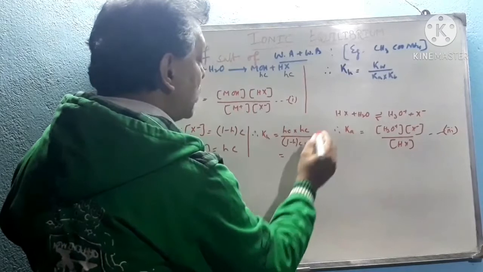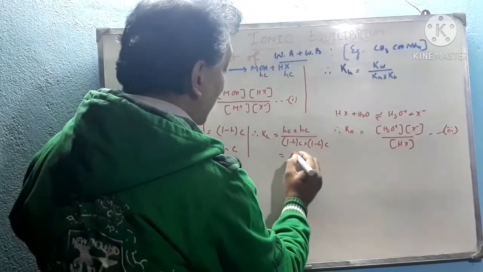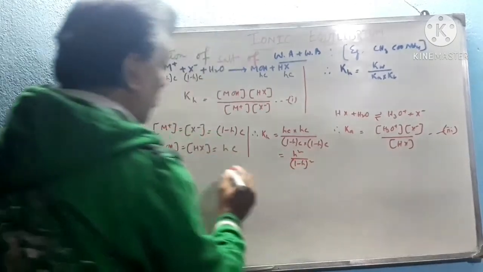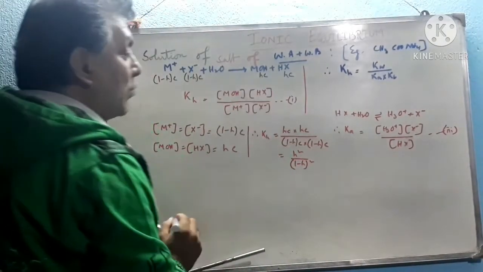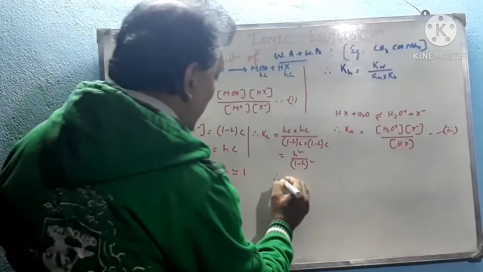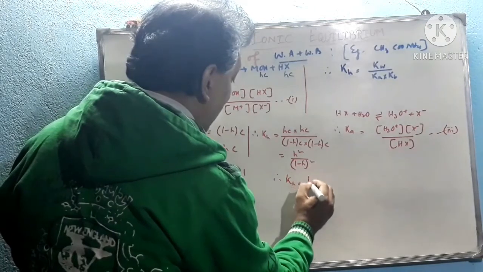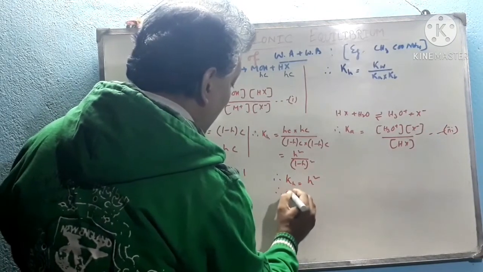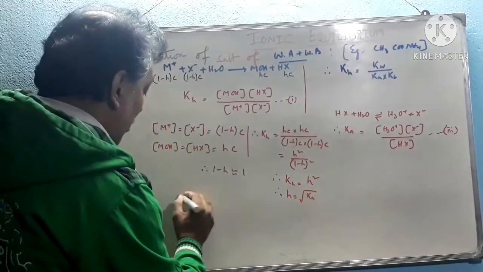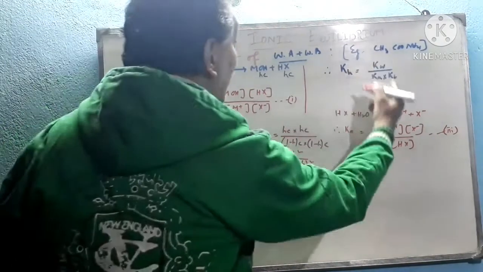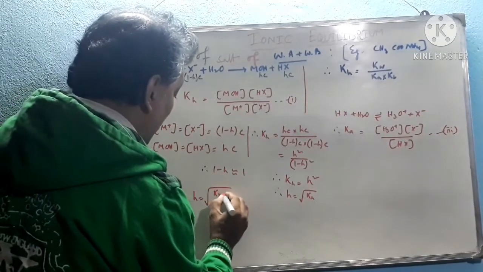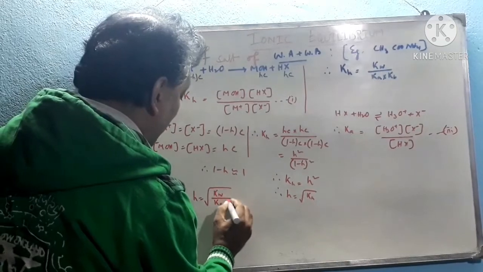So cancelling C square from numerator as well as denominator, we get h square by (1 minus h) whole square. Again we know that both of them are weak base and weak acid, and that's why 1 minus h can be written as 1. So Kh can be written as h square only. Therefore h equals root over Kh. We can write Kh as Kw by Ka into Kb. Therefore h equals root over of Kw by Ka into Kb.